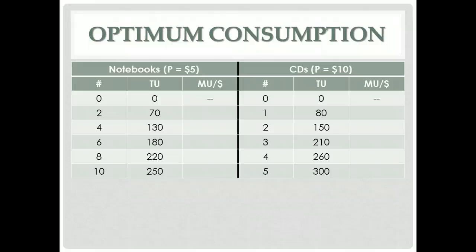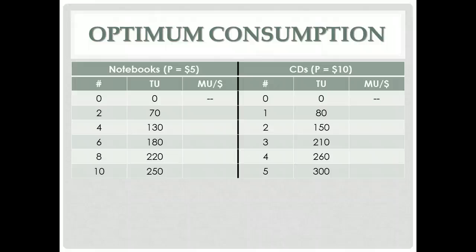Again, we'll look at notebooks and CDs. Pretend we have a $50 income. Notebooks are $5 a piece, CDs are $10. So I'm trying to calculate my marginal utility per dollar spent. So if we look at notebooks, we say they come in packs of 2. Each notebook is worth $5 a piece.